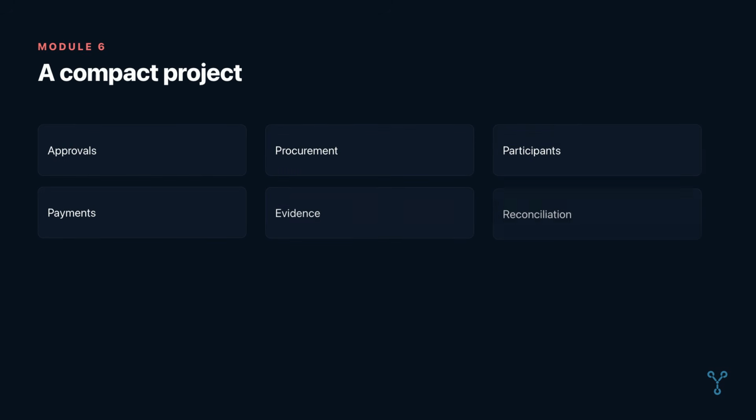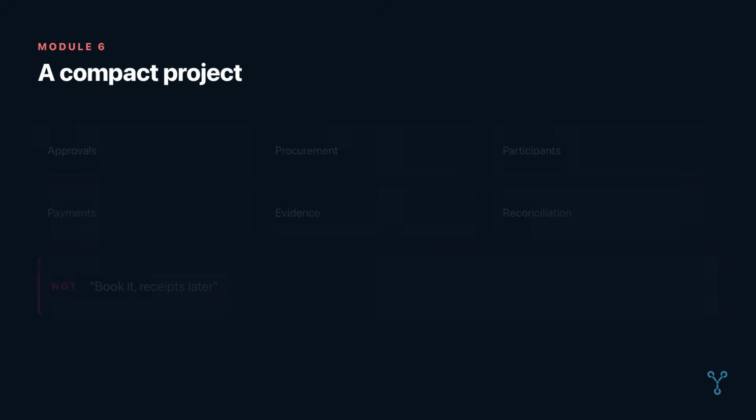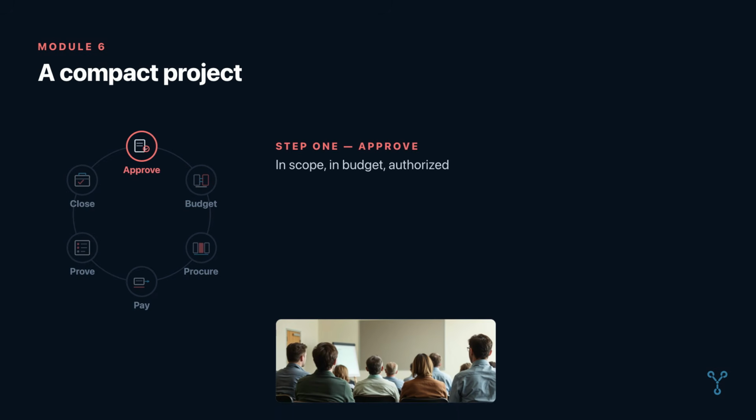Module 6. Running workshops, training, and events. A workshop is not one expense. It is a compact project with approvals, procurement, participants, payments, evidence, and reconciliation. Treating it as "book the hotel and collect receipts later" is how a legitimate event becomes hard to defend. Use an event control loop with 6 steps.